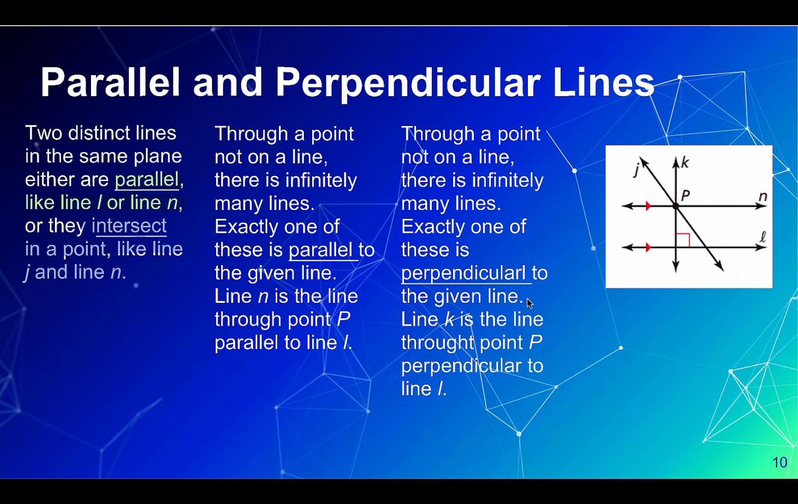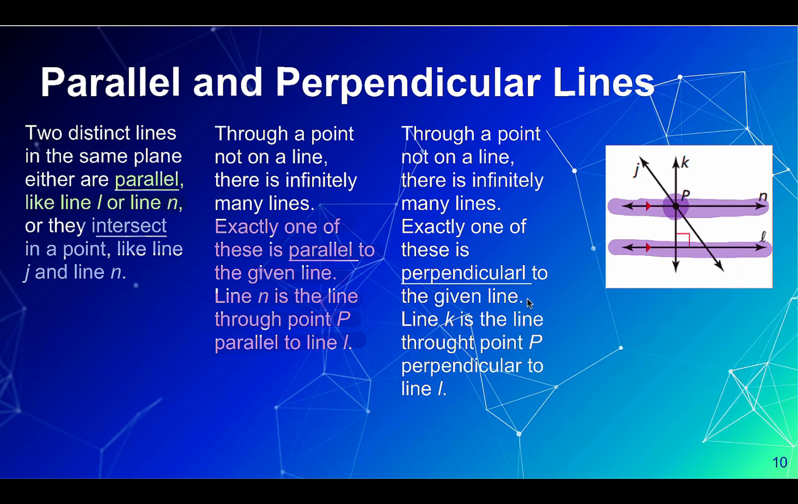So through a point not on a line, there are infinitely many lines, but exactly one of these lines is parallel to the given line. So line N is the line through point P parallel to L. So if I told you, here's line L, I want you to draw a line through point P parallel to L, you would have to draw N. There is no other line that would make that work.